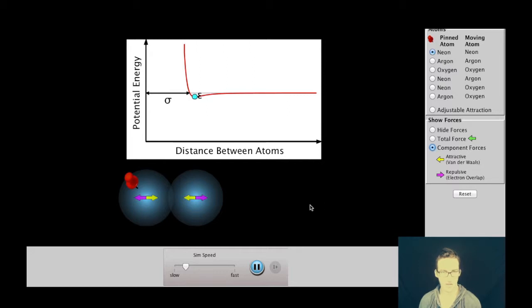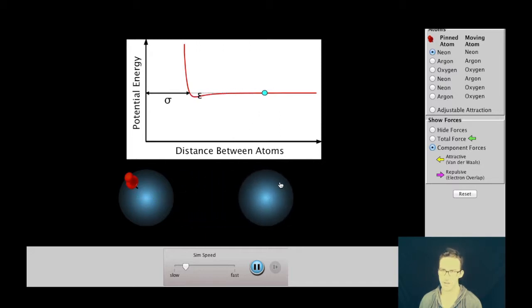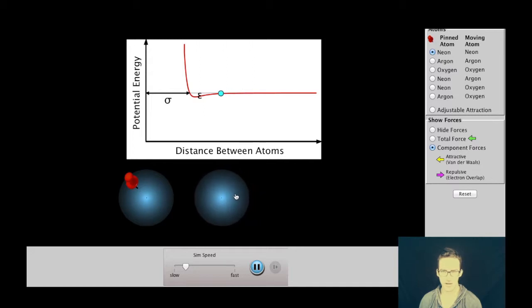Now, there's another great animation from PhET that I encourage you to check out. I put it on the website. It helps you better visualize what's going on with this idea of the attractive and repulsive forces that exist between atoms as we form bonds. As we take a look at this animation, again, we've got our potential energy diagram, and I've got two atoms here. Looks like neon.